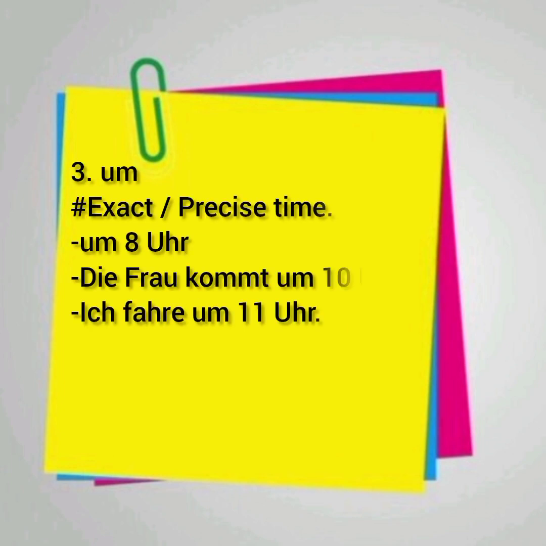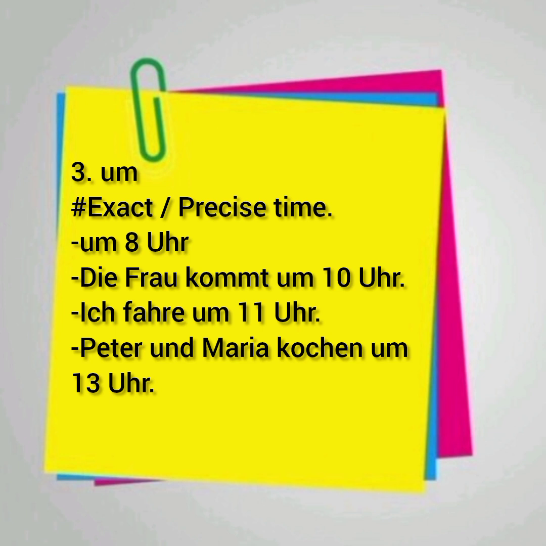Let's now see the other one, um, which shows the exact or precise time. In case this video is too fast, you're always able to pause and rewind. The first shows the exact or precise time. We have um 8 Uhr. It means at 8 o'clock. Die Frau kommt um 10 Uhr. The lady is coming at 10 o'clock. Ich fahre um 11 Uhr. I am traveling at 11 o'clock. And then Peter und Maria kochen um 13 Uhr. Peter and Maria are cooking at 13 hours, that is at 1 p.m.